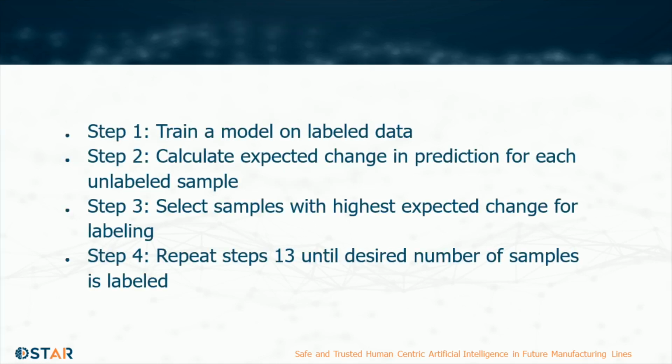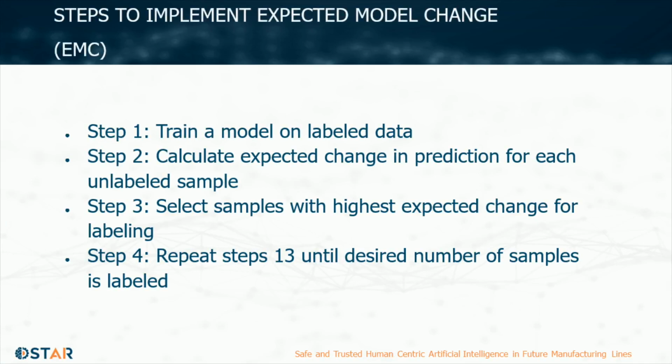Here are the steps to implement expected model change. Step 1. Train a model on the labeled data. Step 2. Calculate the expected change in the prediction for each unlabeled sample. Step 3. Select the samples with the highest expected change for labeling. Step 4. Repeat steps 1 to 3 until the desired number of samples is labeled.